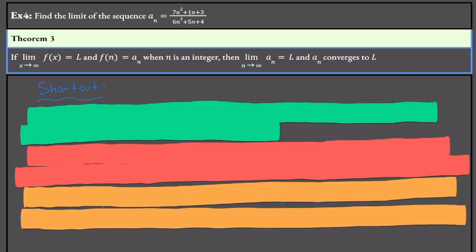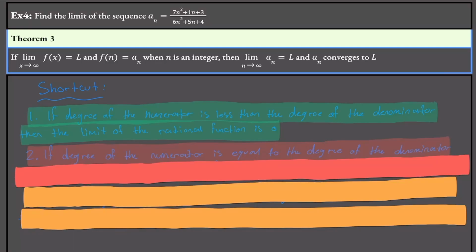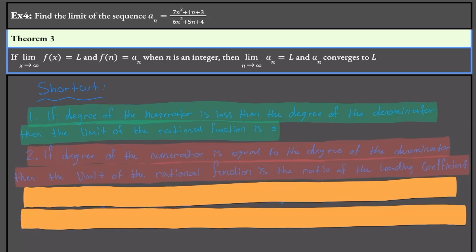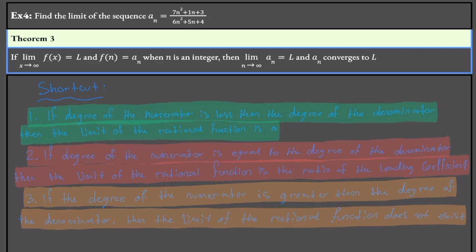Before we move on to another example, I want to show you a shortcut to solving example number 4. So we take a look at this, and it says if the degree of the numerator is less than the degree of the denominator, then the limit of the rational function is 0. But also, if the degree of the numerator is equal to the degree of the denominator, then the limit of the rational function is the ratio of the leading coefficients. Also, if the degree of the numerator is greater than the degree of the denominator, then the limit of the rational function does not exist.